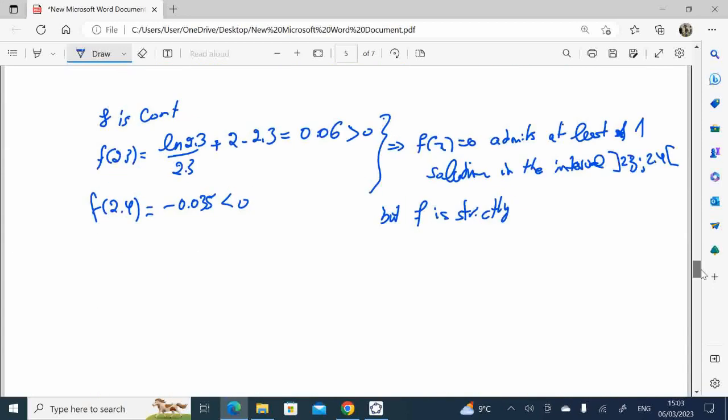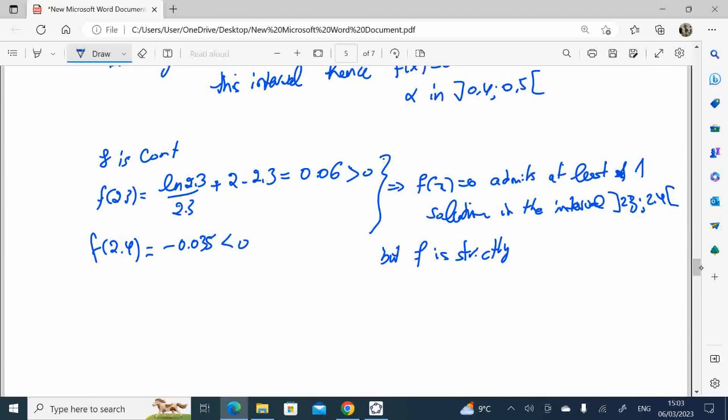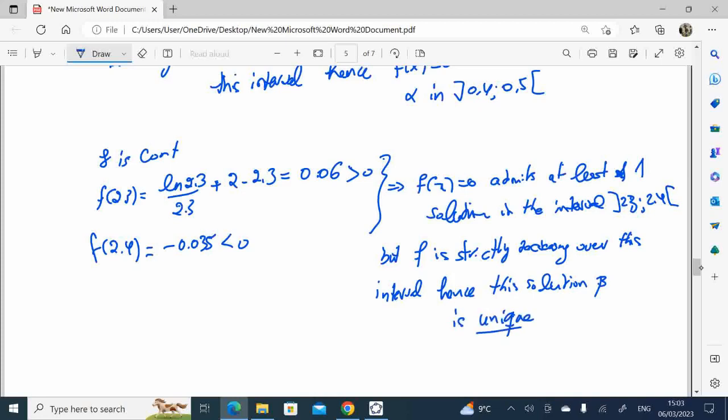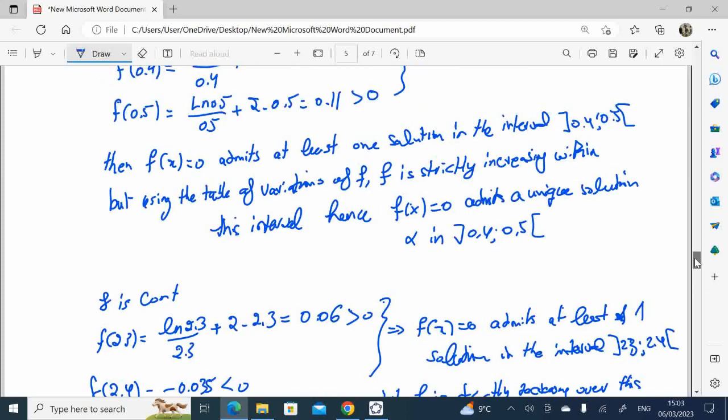However, f is strictly decreasing over this interval. Hence, this solution beta is unique. Okay, so this was part 3 for this question.